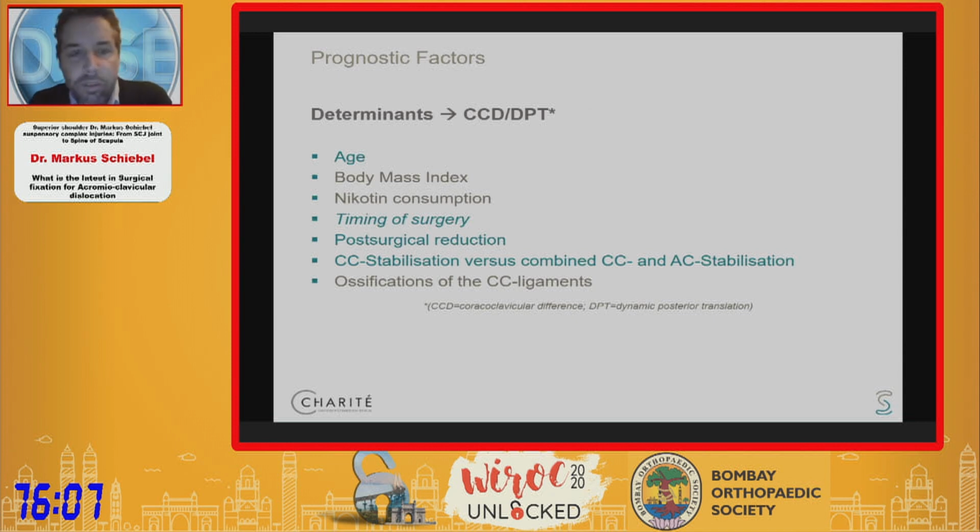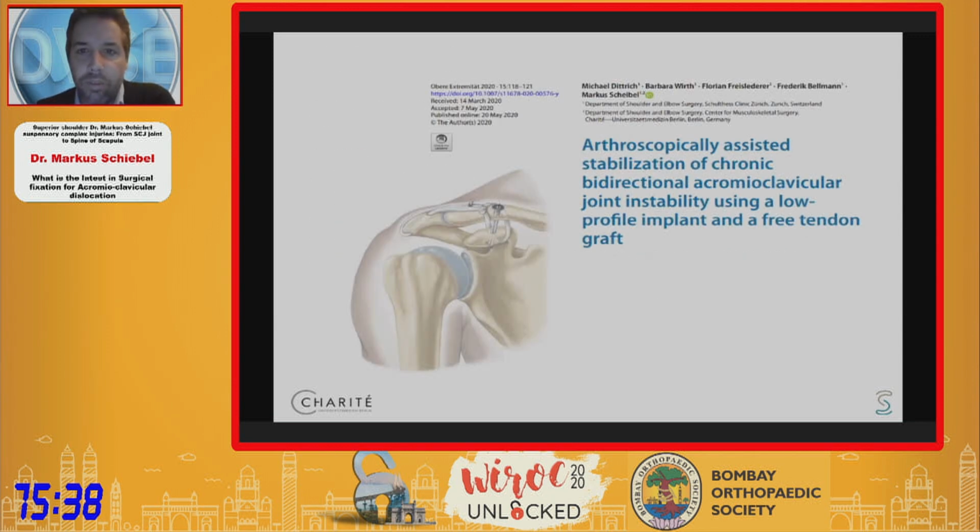We found out that the older the patient is, the longer you wait from injury to surgery, the less you over-reduce, meaning if you just do an anatomical reduction or an under-reduction, and if you just do a CC stabilization, the radiographic results are inferior. So speaking the other way around, you should operate on younger patients very early after the injury. You should over-reduce, and you should always use an AC and a CC stabilization. This hopefully improves your result.